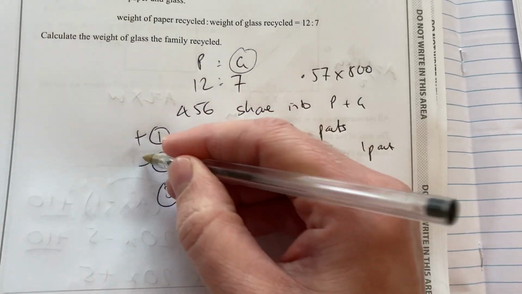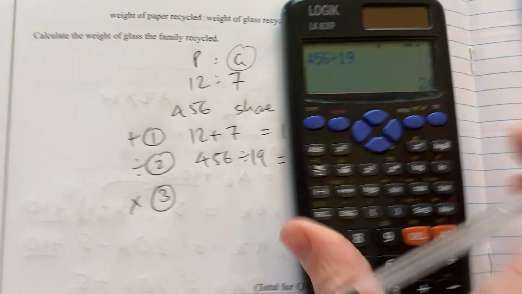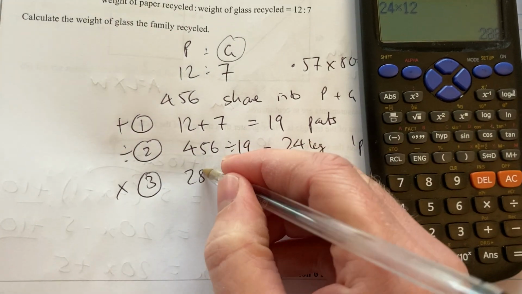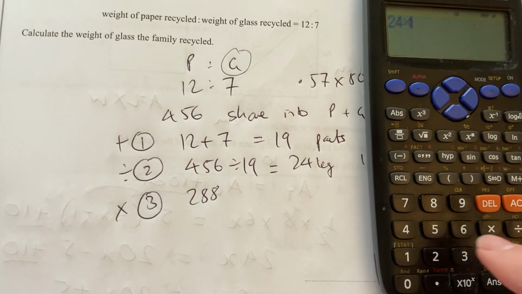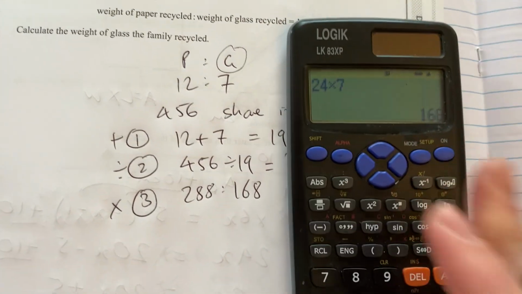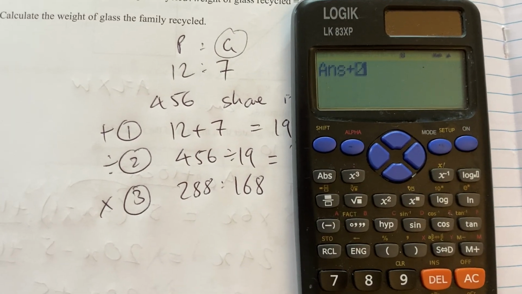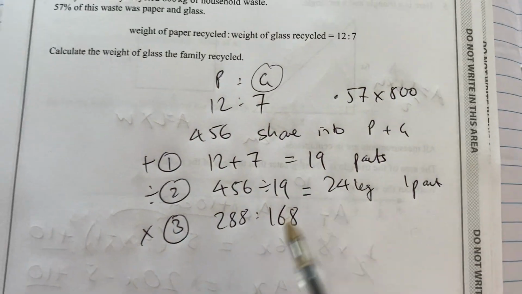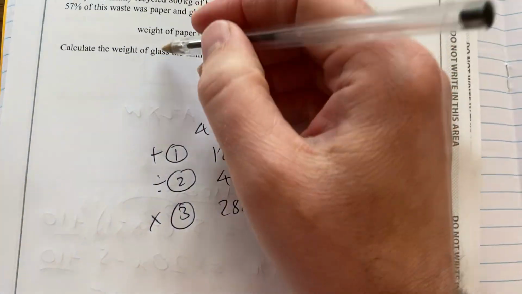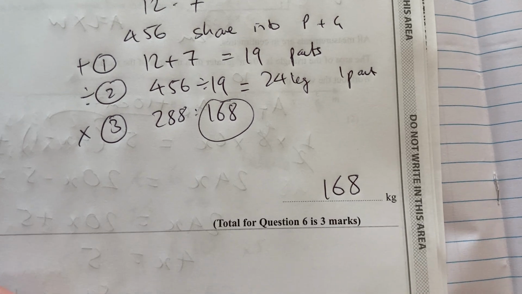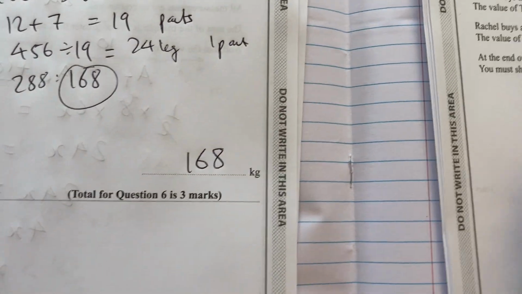And then the third step is multiplying up into that. So this one I add, this one I divide, this one I multiply. So now I'm going to do 24 times 12, 288, and 24 times 7 is 168. And just to confirm that those two add up to the total, 456, then I know that's correct. But to answer the question, calculate the weight of glass. That's 168 there. So 168 kilograms of glass were recycled by this family.